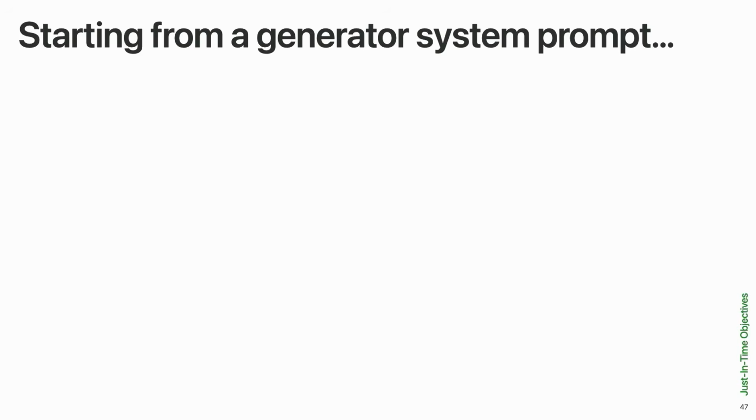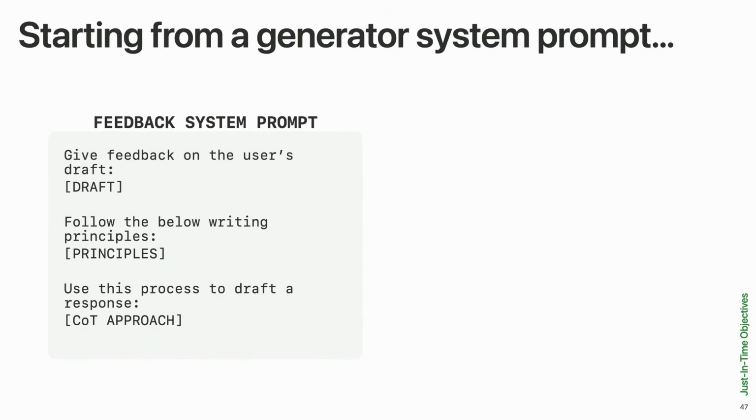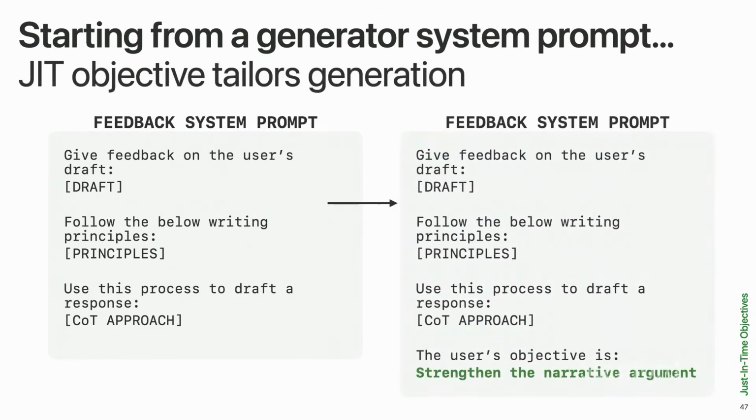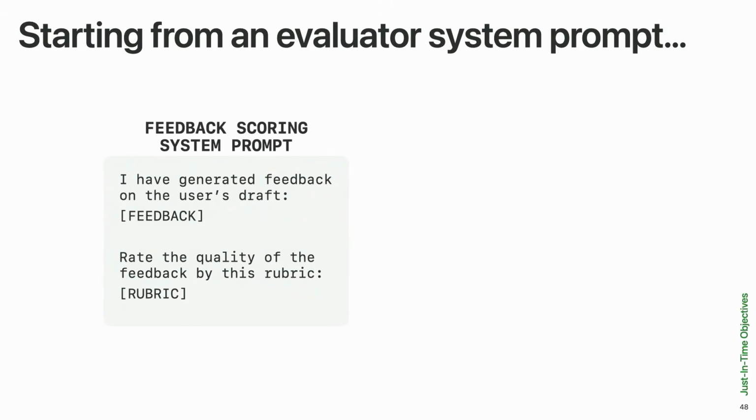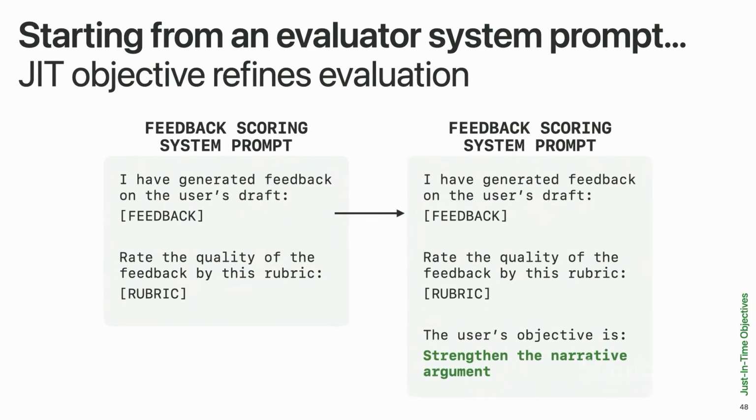So if I consider a system that's generating feedback, it might be powered by some detailed system prompt that has criteria like principles and a custom chain of thought process. And if I have a slot instead for the JIT objective that can be added to this prompt, then in real time, as the user is interacting, it can tailor this generation in this more strong direction. And similarly, if I have these components that are evaluating content, they might have this detailed prompt that has a detailed scoring rubric, and adding this JIT objective allows us to refine the evaluation on the fly, not just scoring by general quality, but getting much more stringent.